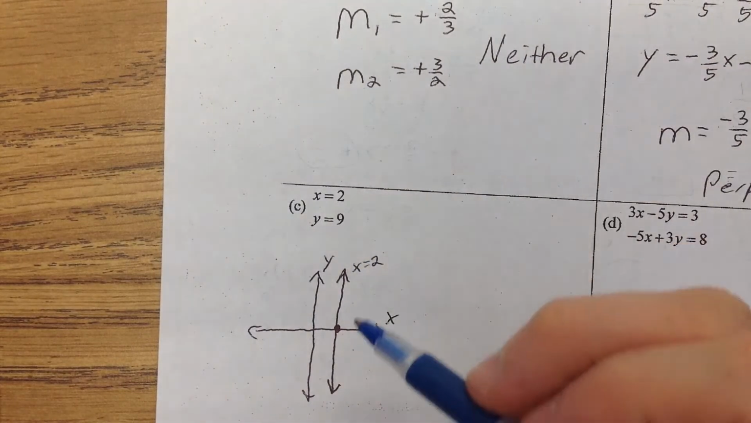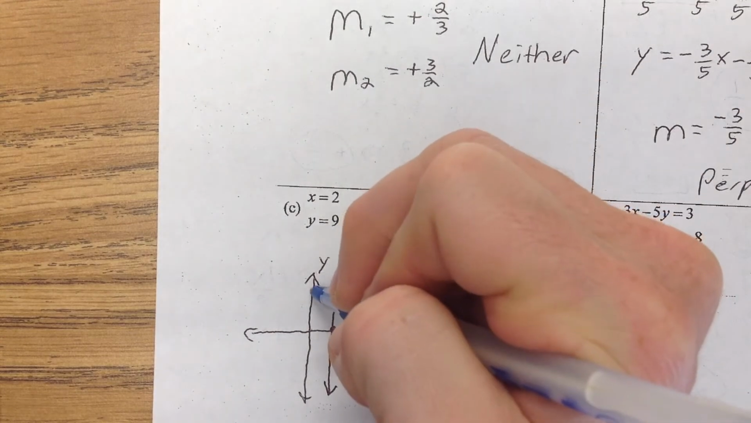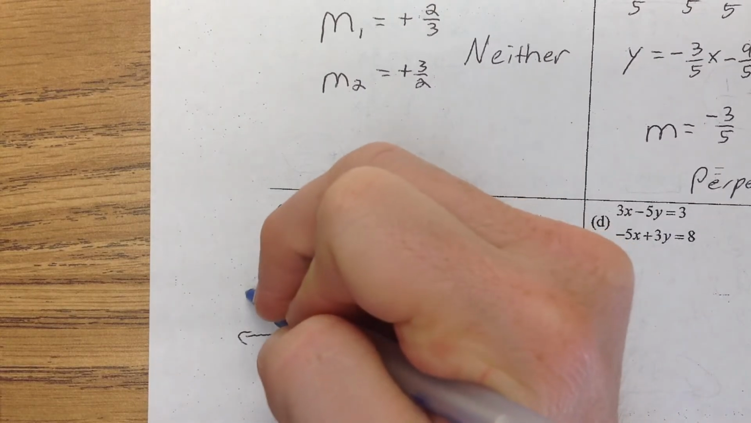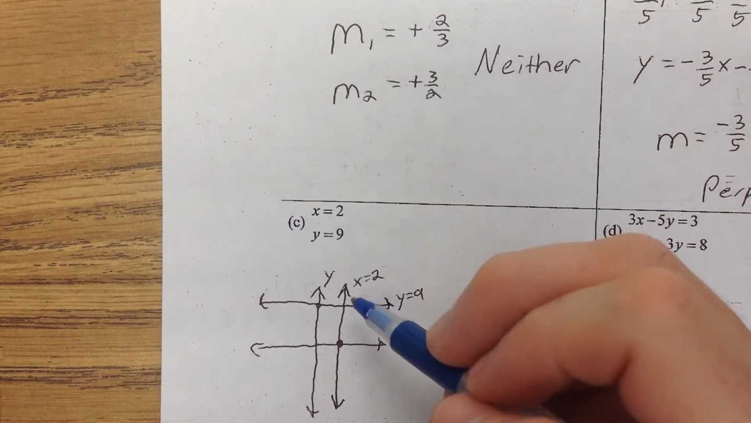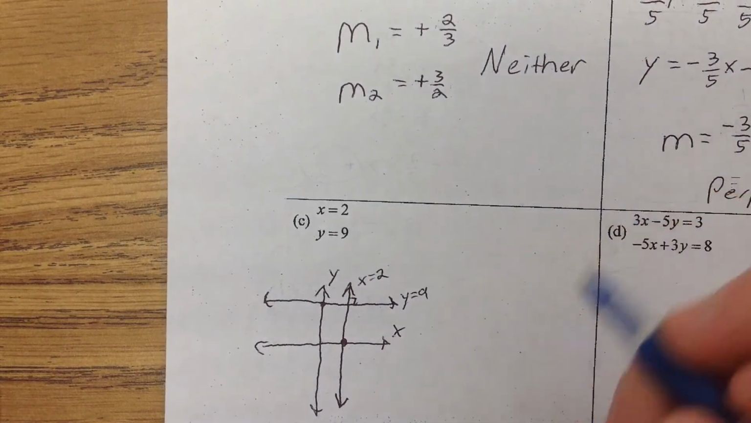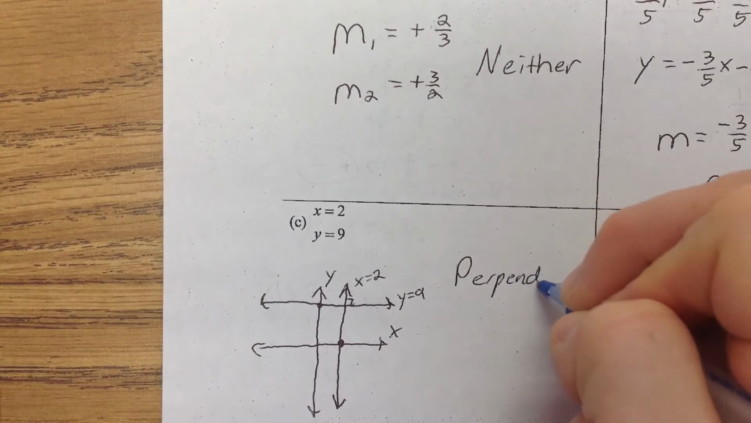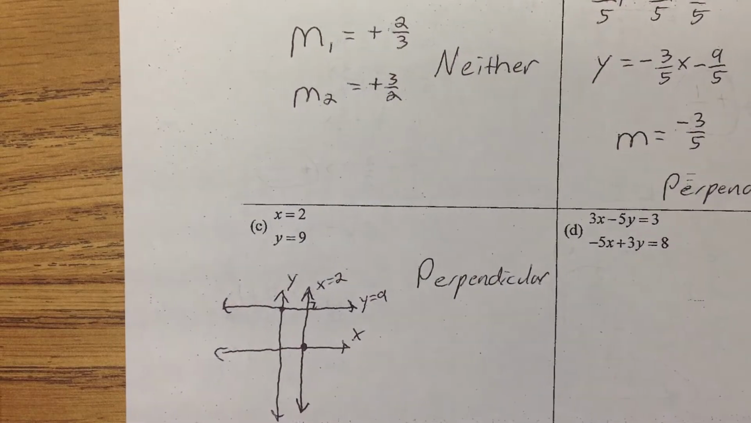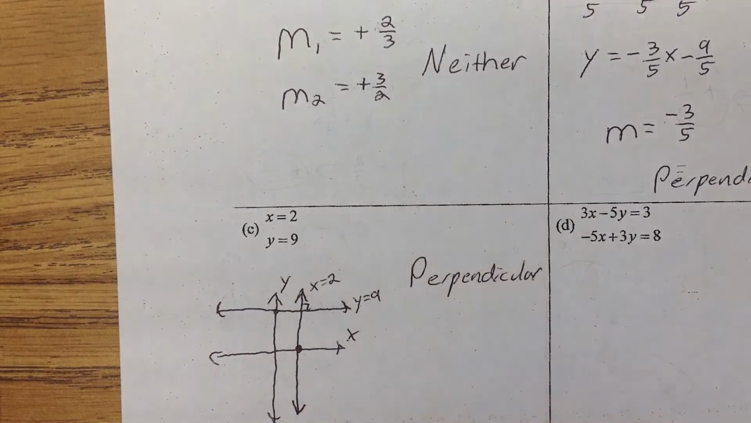If I wanted to do y equals 9, I would just go up to where y is 9, so that would be way up here, and then my line would be straight across like this. So that would be y equals 9. And what you're going to see here is that these two lines are actually perpendicular because they make a right angle. So these are going to be perpendicular. This one's a little different because it's not like solving for y and comparing the slopes, but if we make the graphs, we can see that these two are going to be perpendicular.